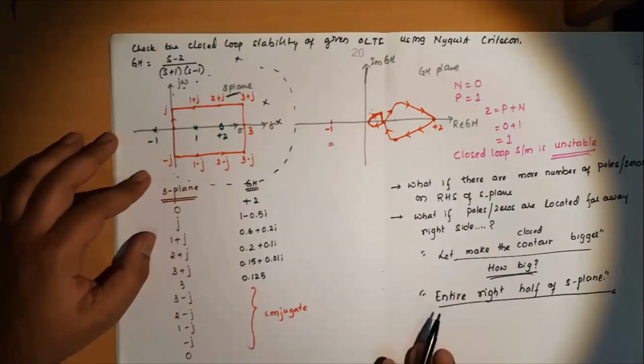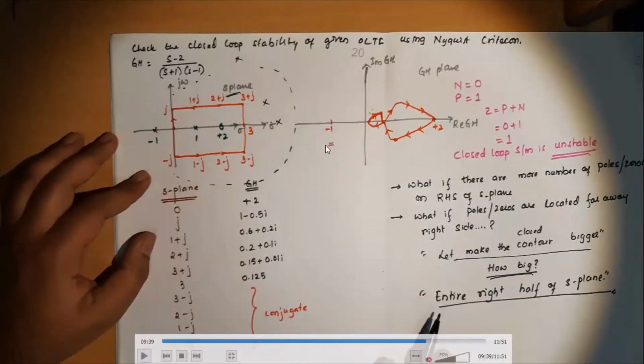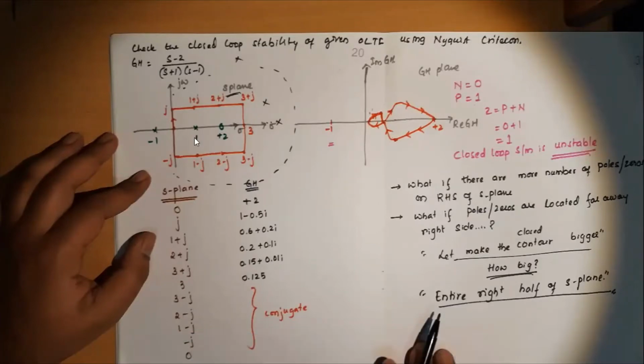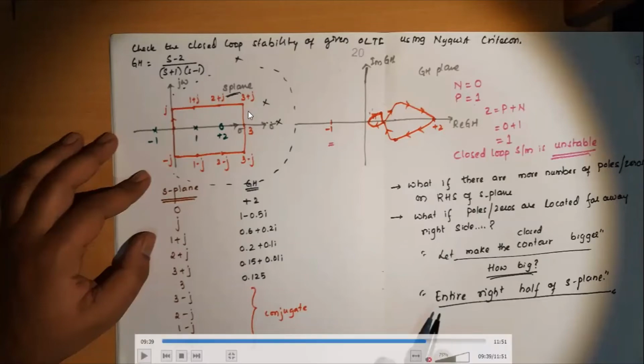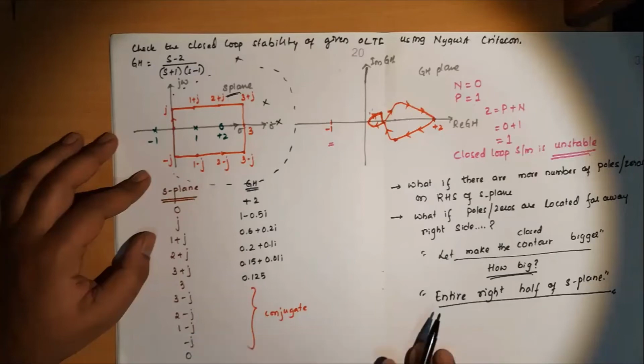Because I want to check the encirclement, and if one of the poles is lying at plus 100, then this contour is not sufficient for me. So I will take the entire right half of S plane. Nyquist suggested that to accommodate all the right half poles and zeros, whatever their magnitude, it's best suited to consider the entire right half of S plane.